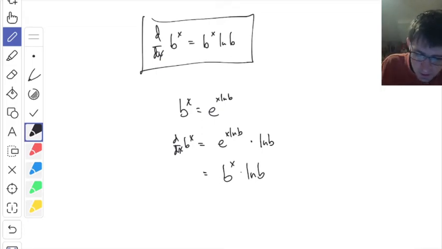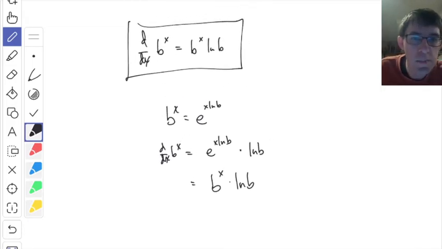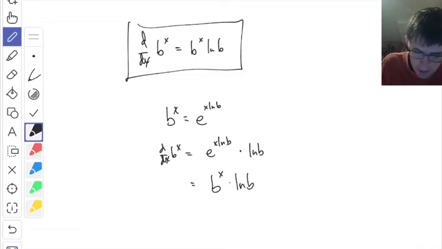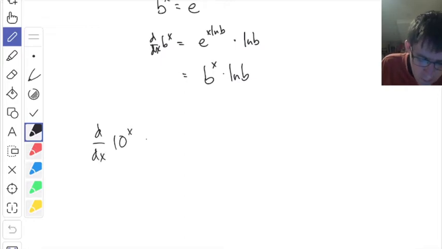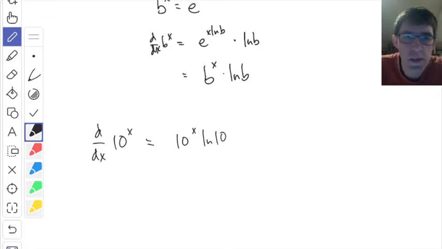Anyway, I thought let's just do a couple examples of making use of this derivative formula. It's pretty straightforward to use. So if you have something like the derivative of 10 to the x, you get 10 to the x times the natural log of 10, right? That's just using the formula directly. And if you cared about this in your real life, you would just use your calculator to plug in that natural log of 10.